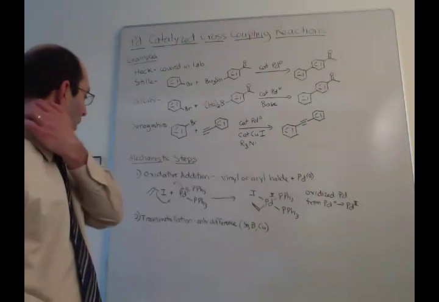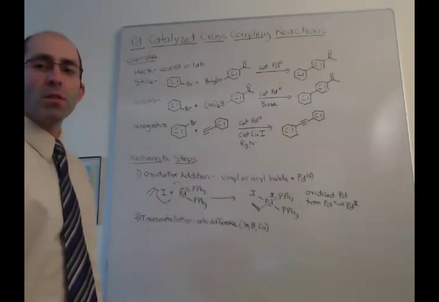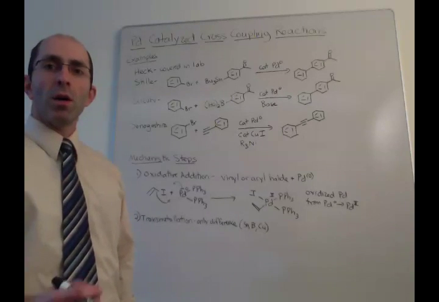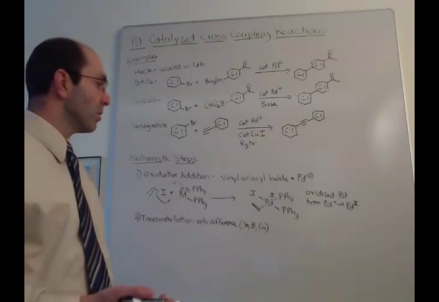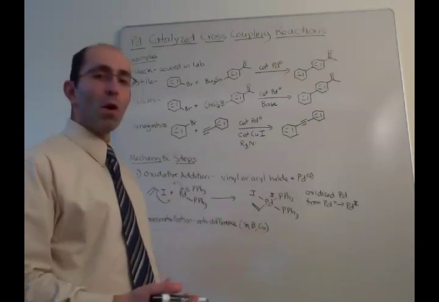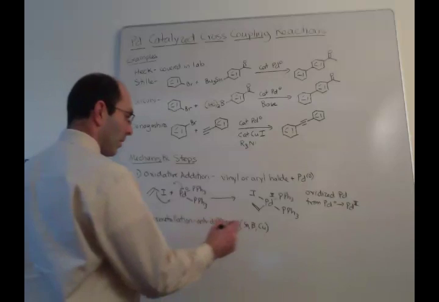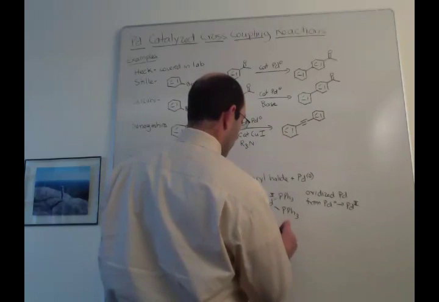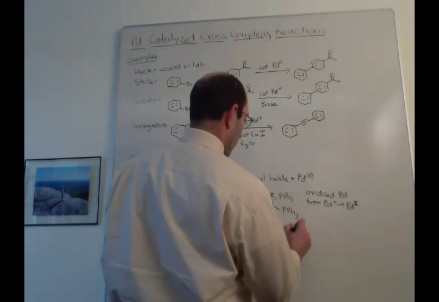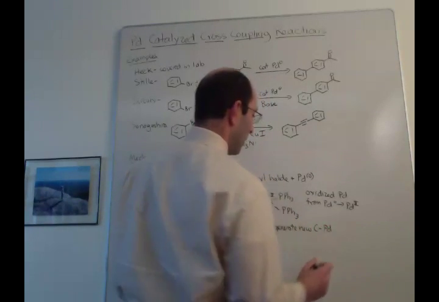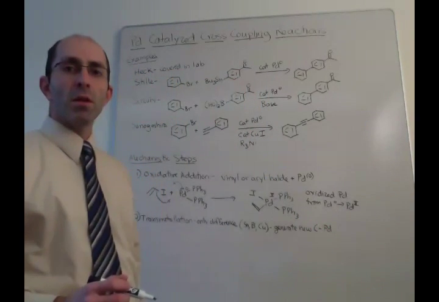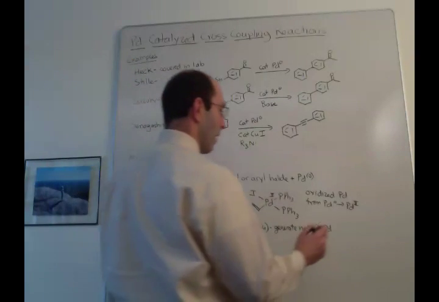Right? And what happens in transmetallation is that we're going to create a new carbon-palladium bond, and we're going to do that taking advantage of some sort of carbon-other metal bond. So this will enable us to generate a new carbon-palladium bond and remove the palladium-halogen bond.